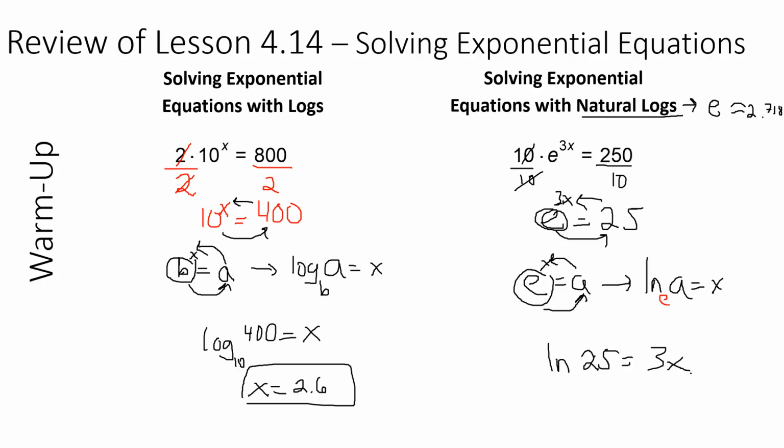Okay, so now you get this natural log of 25. You put that in the calculator. Natural log of 25 is equal to about 3.22, I rounded up, and that's equal to 3x. And we solve for x by dividing both sides by 3, and we get x is equal to 3.22 divided by 3, and that's 1.07. And that is your answer for the second equation. So if you did not understand yesterday's lesson, or if you didn't quite get to it, this is basically what you should have learned yesterday.